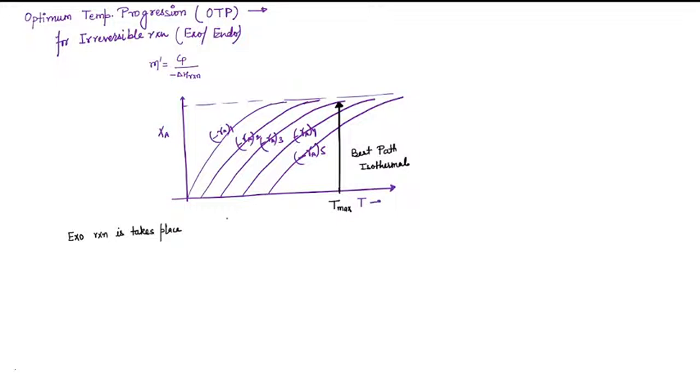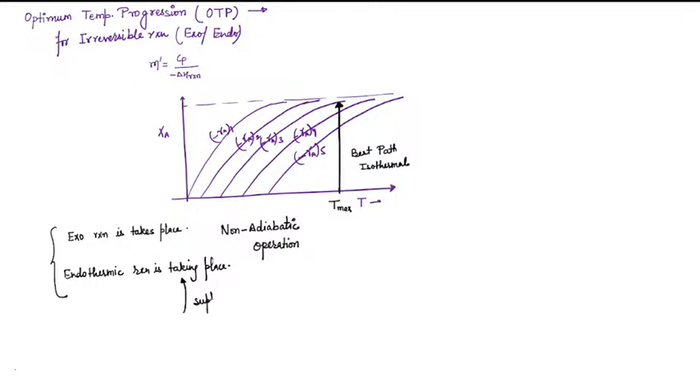You have to remove the heat. It means it will be non-adiabatic operation. Adiabatic means no transfer of heat between system and surrounding. So sir, I will do the non-adiabatic operation. If an endothermic reaction is taking place, then what will you do? Sir, if the heat is required, I will supply the heat.